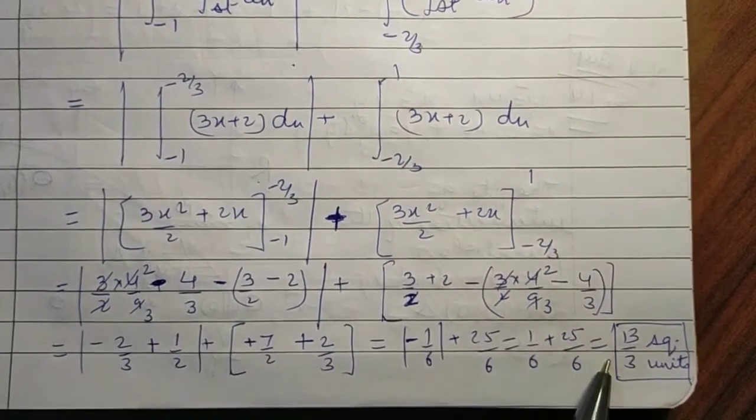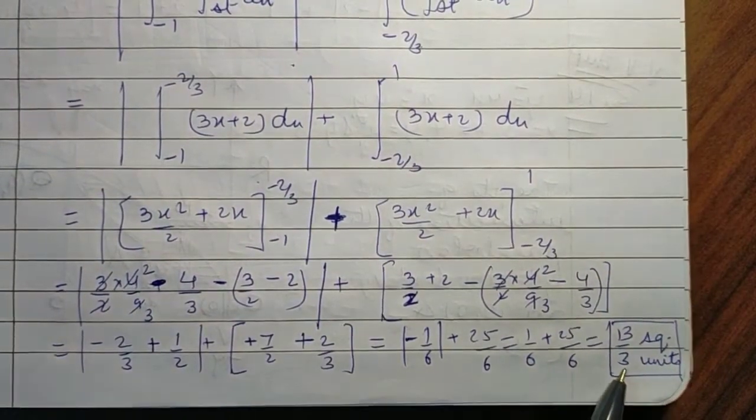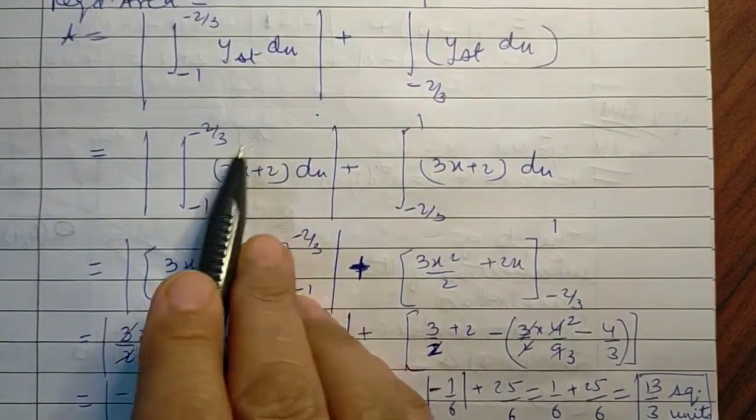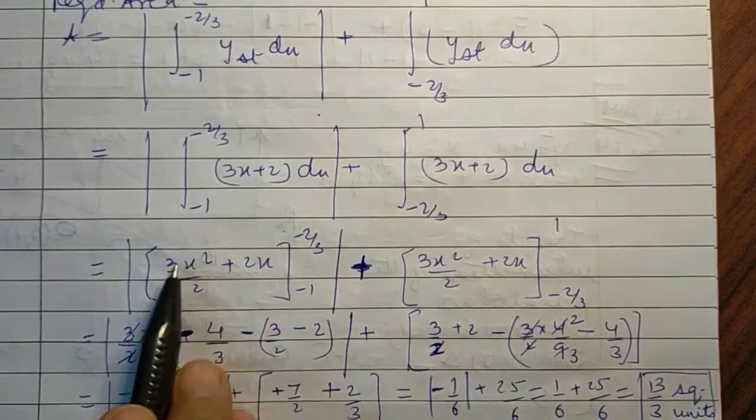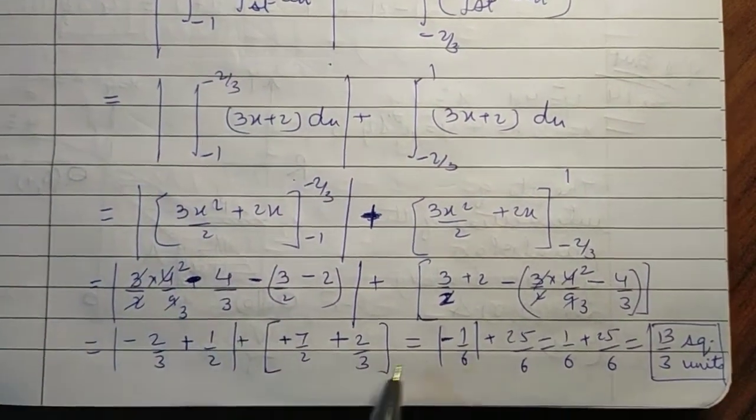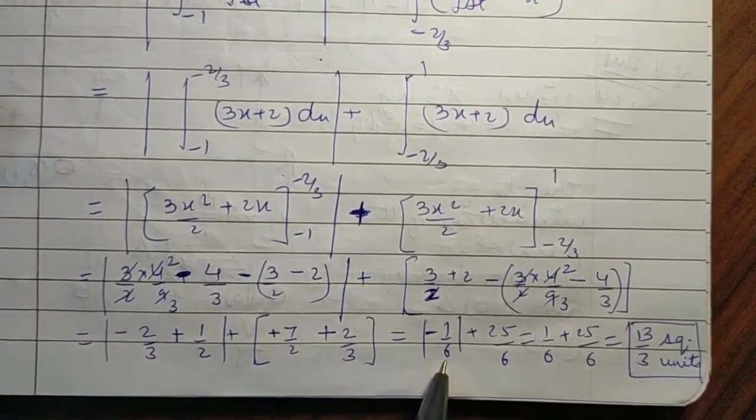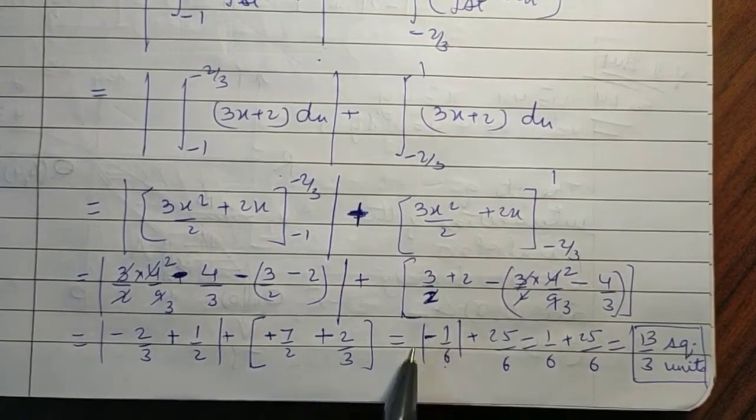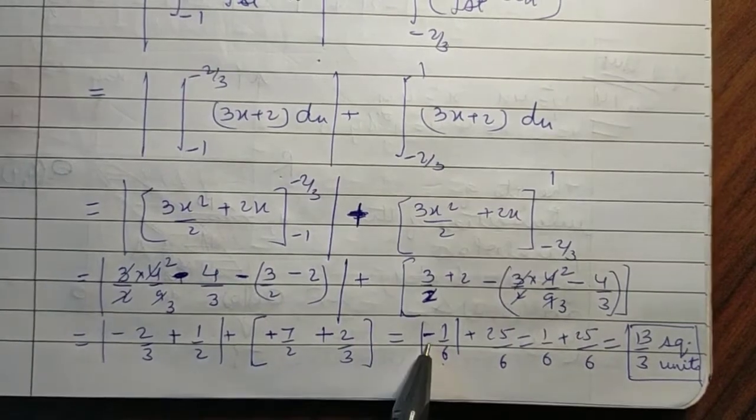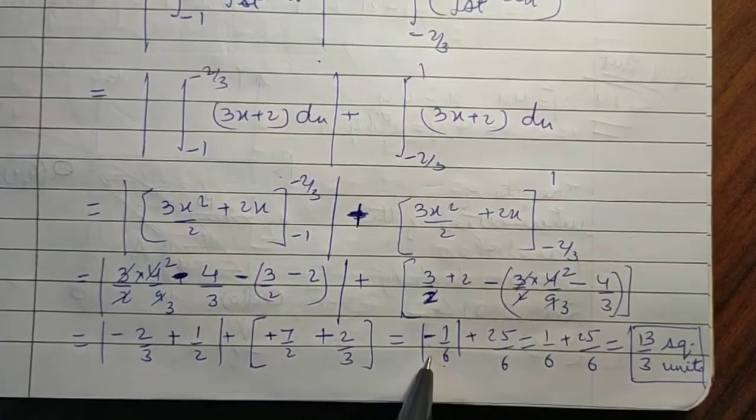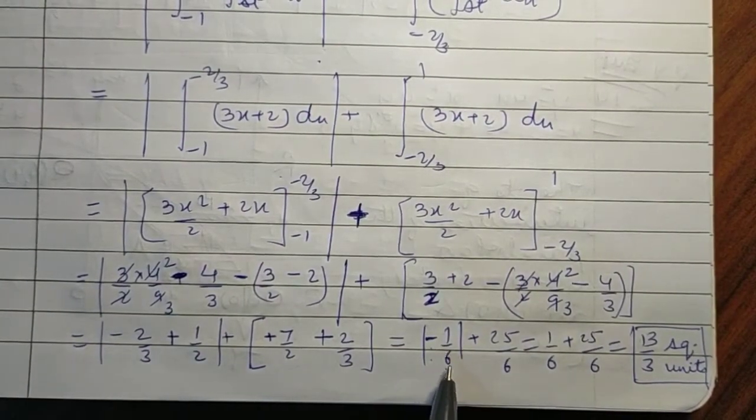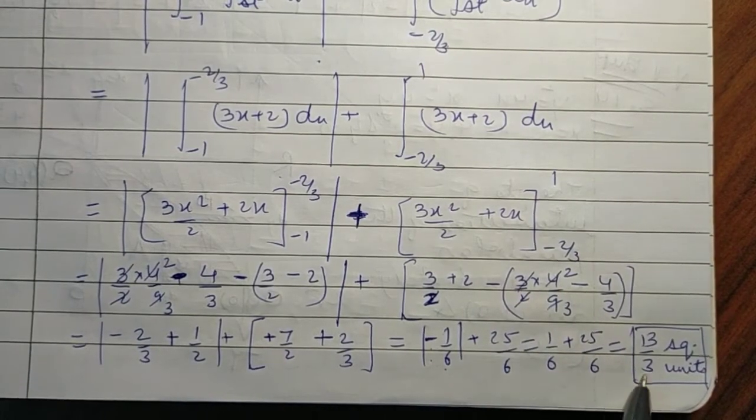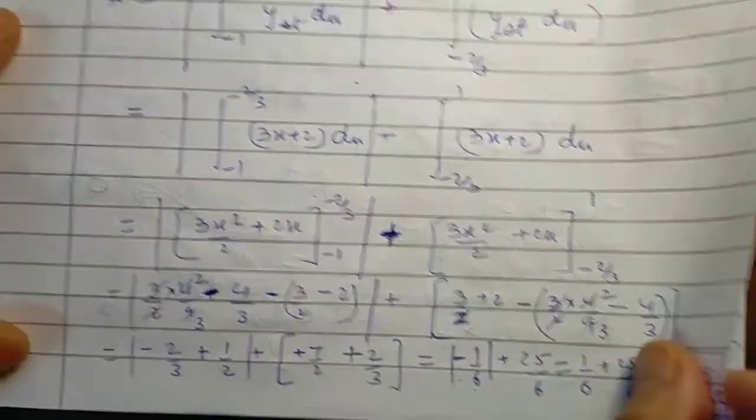we get the required area as 13/3 square units. Though this looks to be positive, when you actually substitute the limits, it comes out to be negative, that is -1/6, whose modulus is required to be taken, as the area can never be negative. So we've taken the modulus, so it becomes +1/6, and 25/6 is already there, so ultimately we get 26/6, which is 13/3 square units.